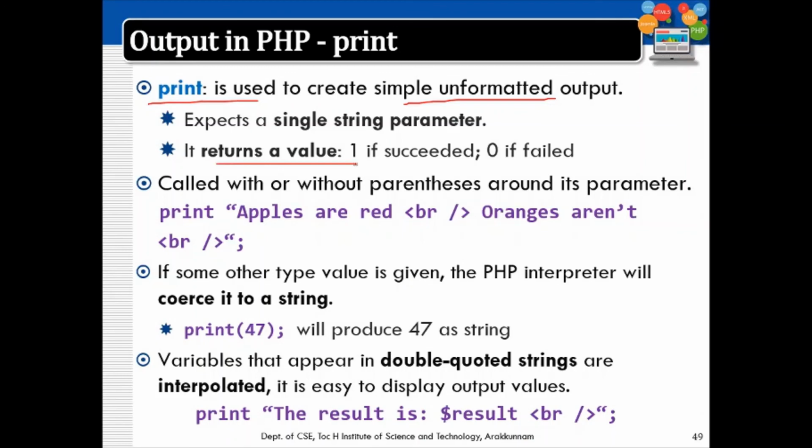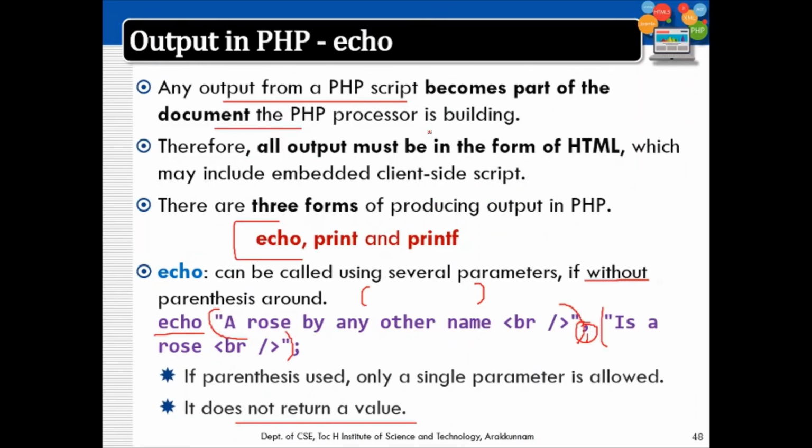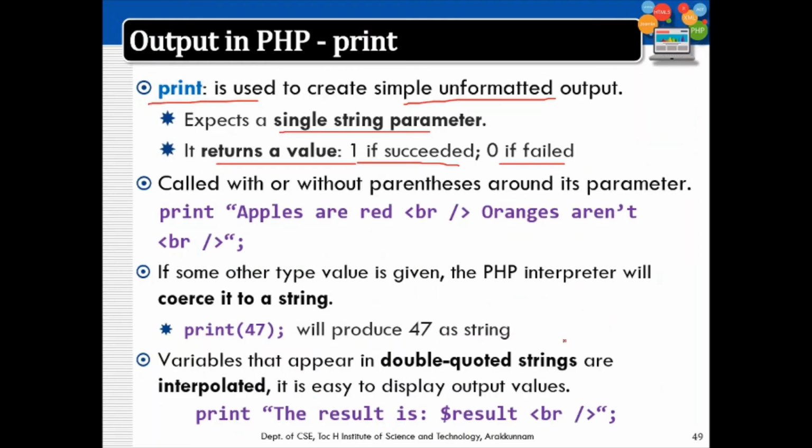Echo does not return a value. Print returns a value: 1 if the print is successful, 0 if the print is a failure. Then it takes only a single string parameter. On the other hand, if echo is used without a bracket, it can take n number of parameters. That is the second difference between echo and print.